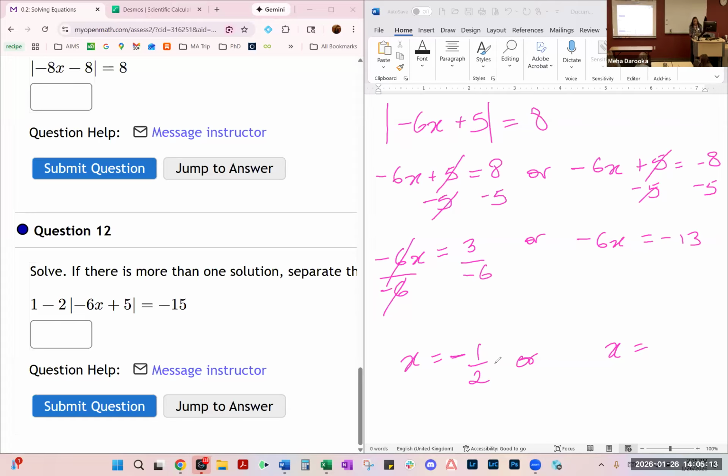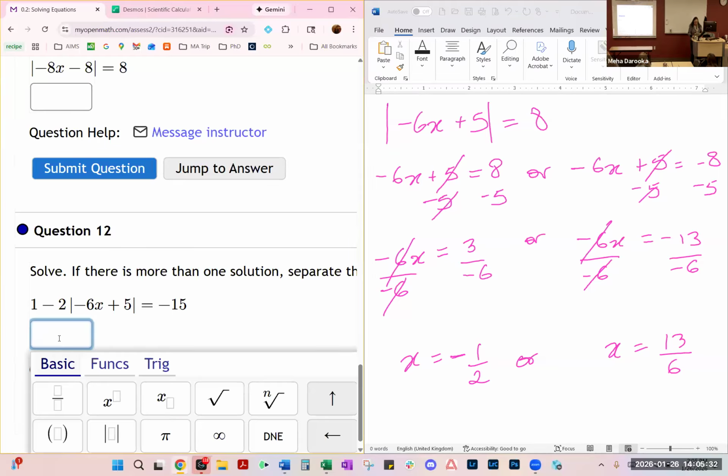Positive 13 over 6. Yes, because here we will have two negative signs. So in this case, the two negatives will cancel each other out. 13 and 6 will not reduce any further. So they will turn into positive 13 over 6. So again, I showed you how you can check your answer.